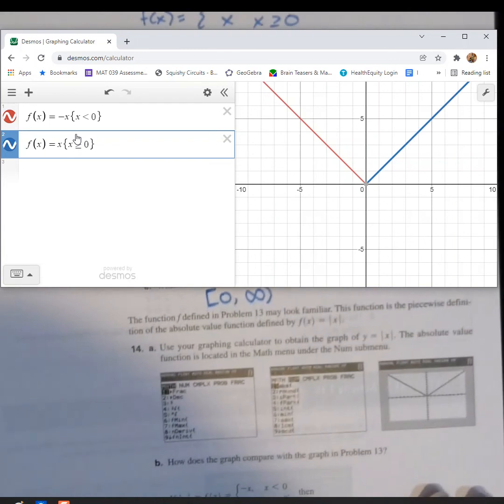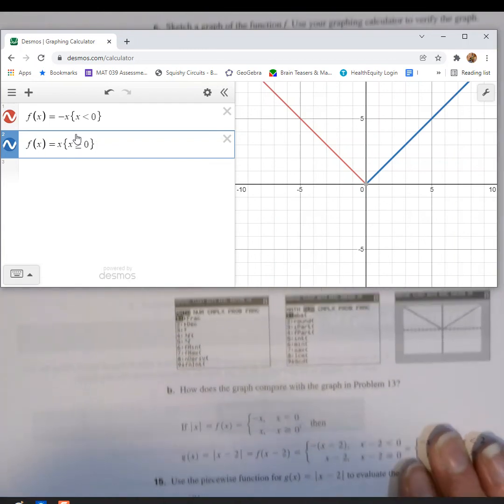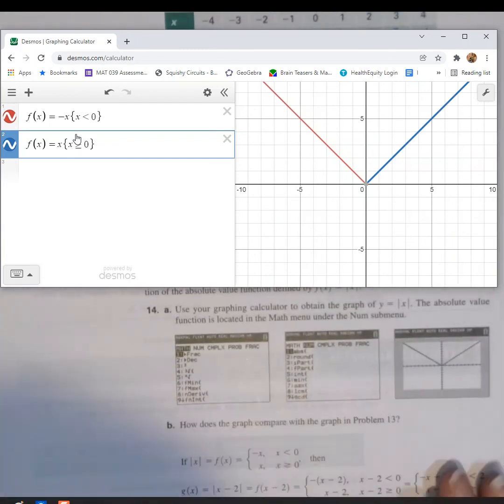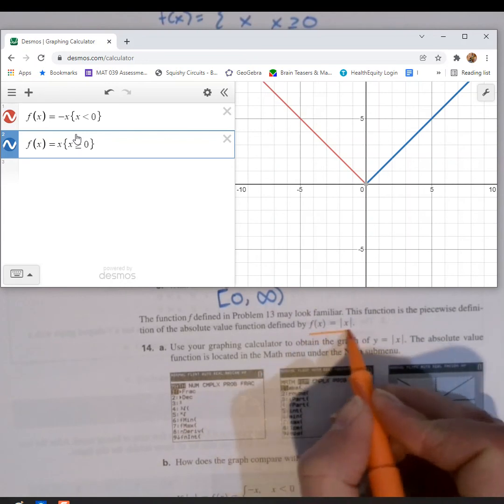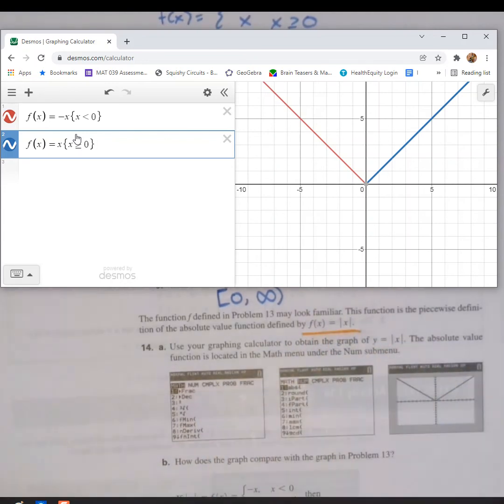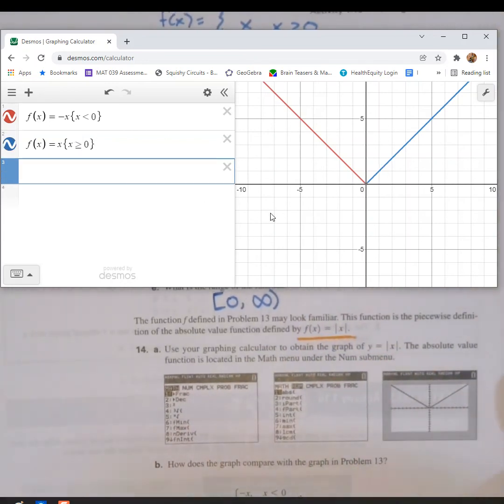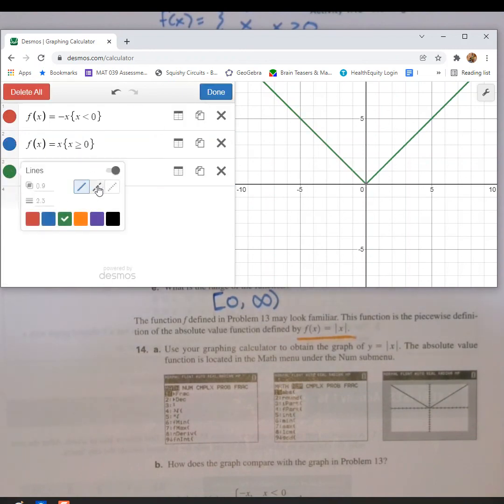Okay, so that shape of that function may seem familiar. It's also the same thing as the absolute value function, f of x equals absolute value of x. So if I graph that one as well, absolute value of x, it's graphing right on the same graph. If I make this one dashed or dotted, you can see that it graphs right over where the other graph was.